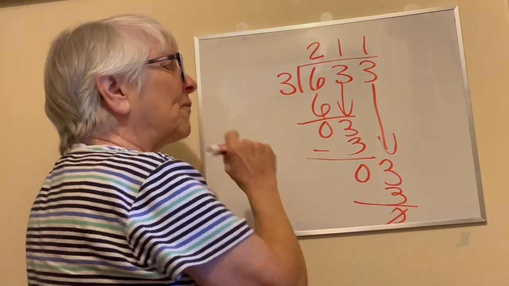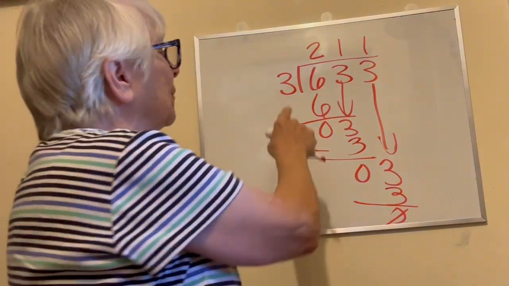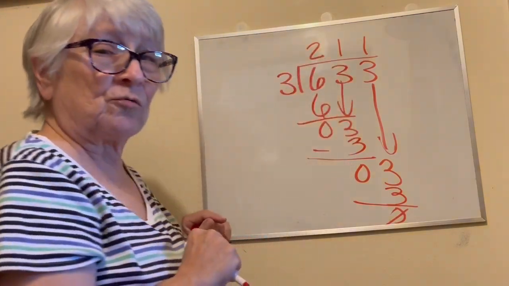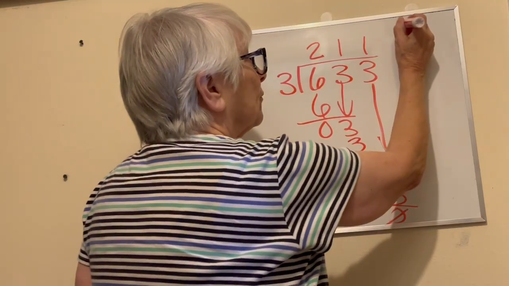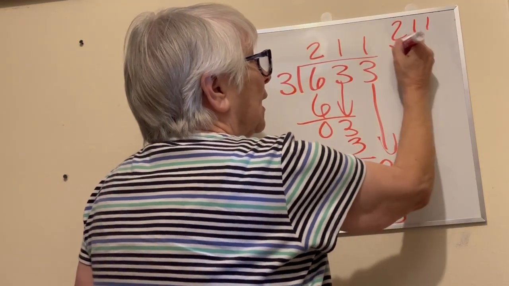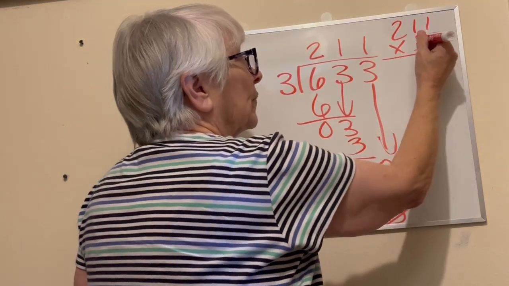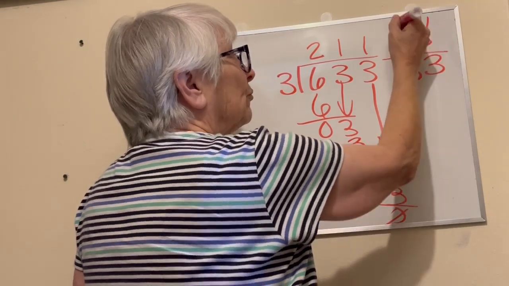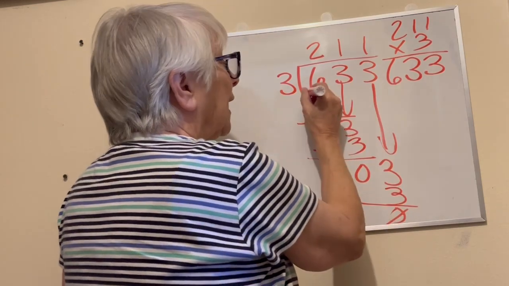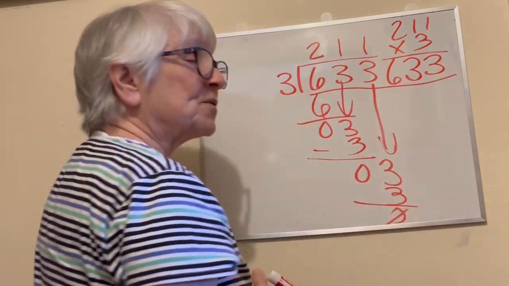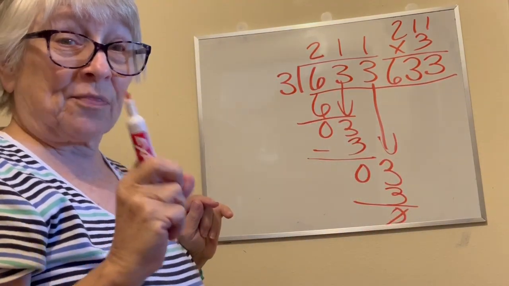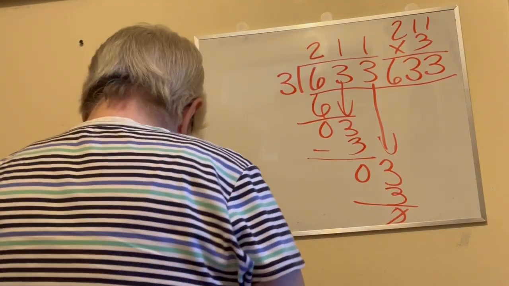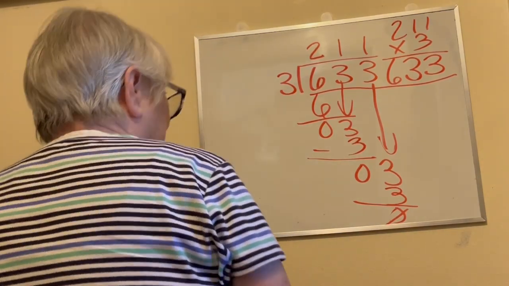Well, if I want to know if this is the right answer, I can multiply 3 times 211. So I'm going to put the 211 up here, and I'm going to multiply by 3. 3 times 1 is 3. 3 times 1 is 3. And 3 times 2 is 6. And both of these numbers are the same. That means we got the right answer. So that's the way to check.